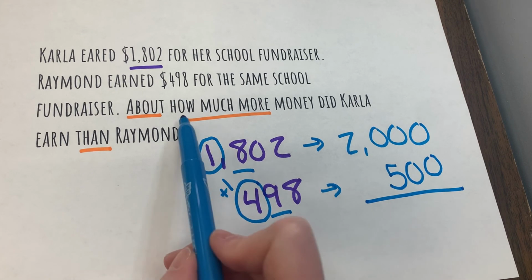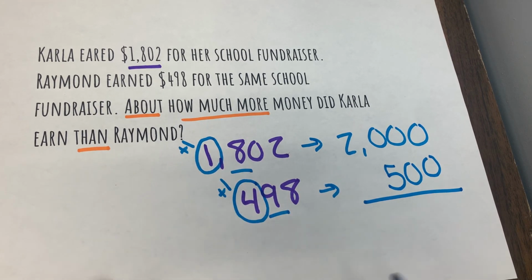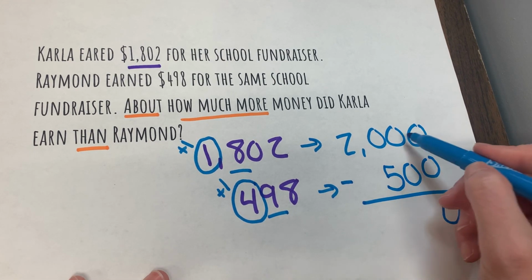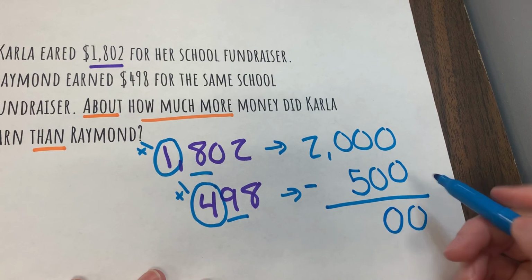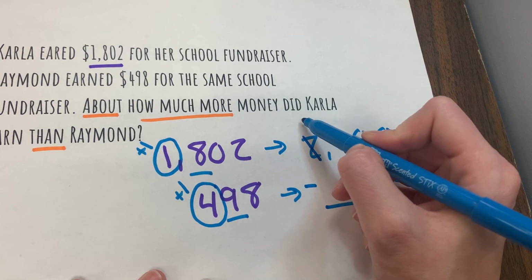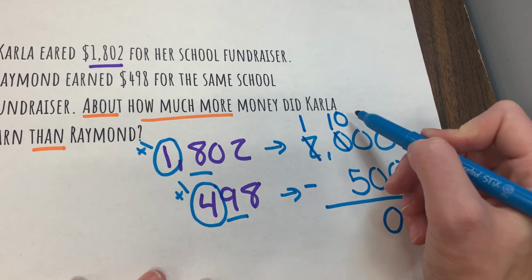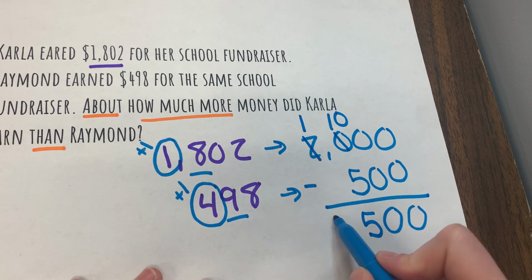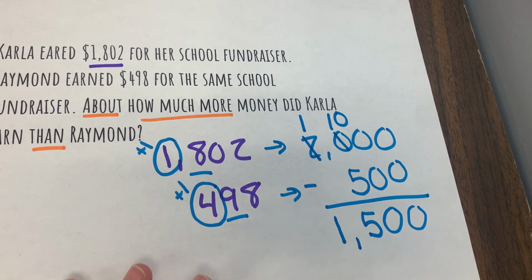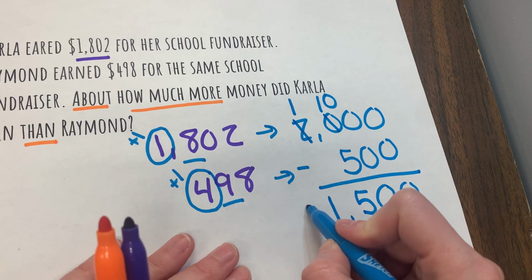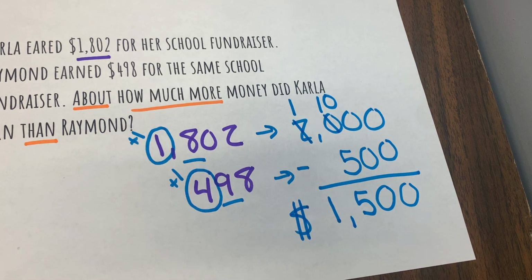Okay, we know, again, we are subtracting. How much more than tells us we need to subtract. 0 minus 0 is 0. 0 minus 0 is 0. Okay, now we have 0 minus 5. We cannot do that. This 0 needs to borrow. 2 becomes a 1. This 0 becomes a 10. 10 minus 5 is 5. And then 1 minus nothing is 1. We need to add our comma in. About how much more money did Carla earn than Raymond? She earned about 1,500 more.